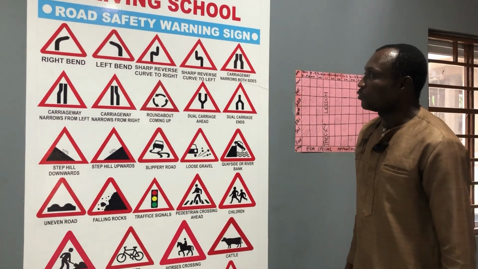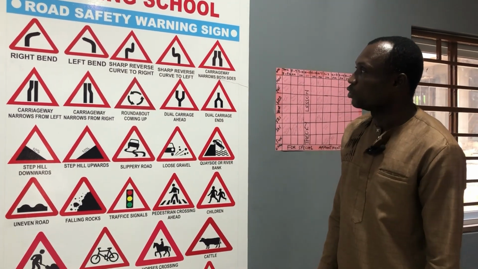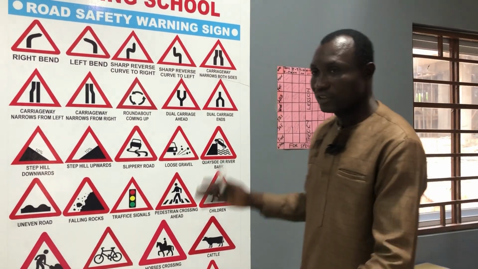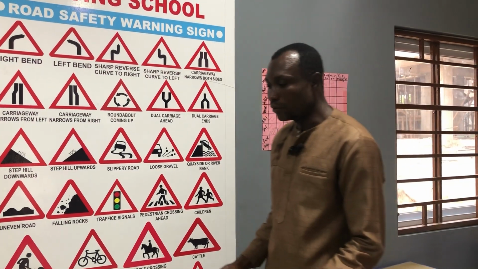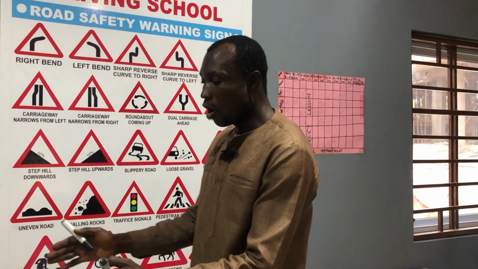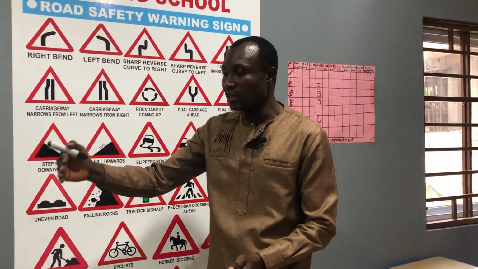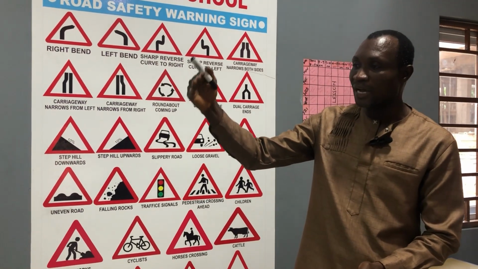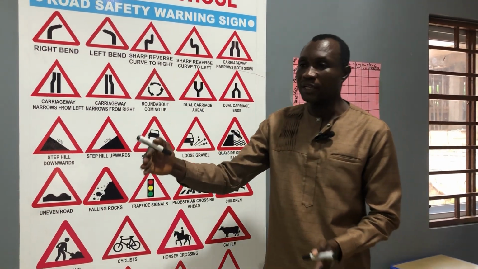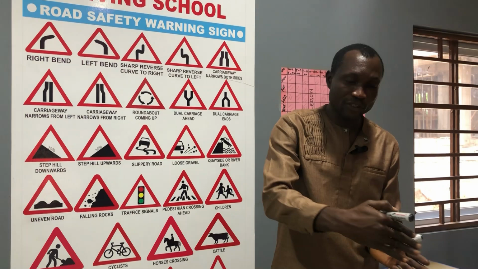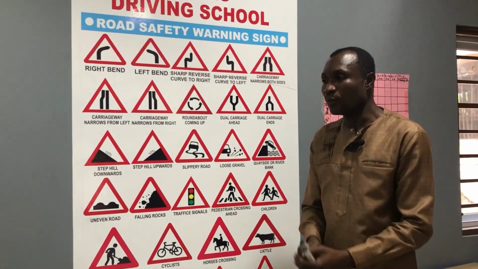The same thing applies to the sharp reverse curve to the left. That means that the road was going straight, all of a sudden it curves as if it is going back. And because of this mountain or because of this tourist attraction object, we decided to divert the road as if it is going back in order to get another way.